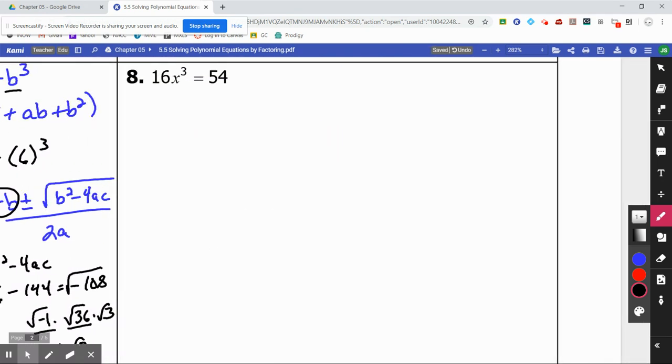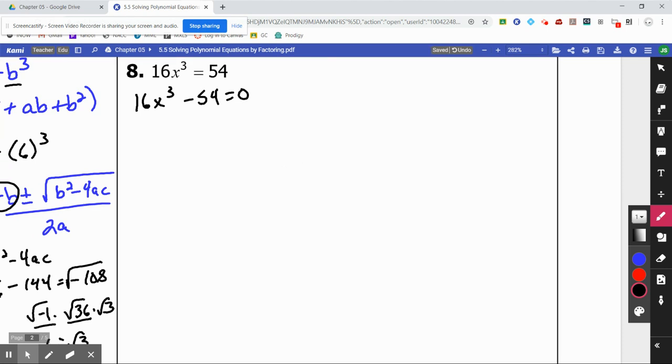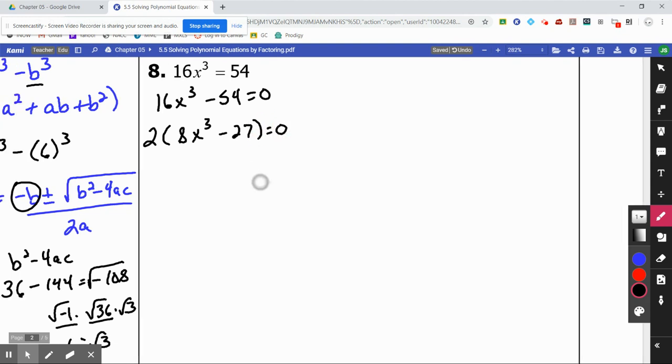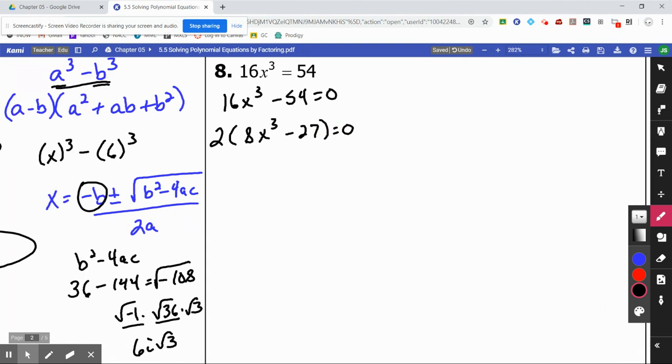Number 8, everything gets moved to the same side. First, 16x to the third minus 54 is equal to 0. Right now, there's nothing that satisfies this except for factoring out a GCF. That GCF is going to be a 2. You're left with 8x to the third minus 27, which actually now matches your difference of cubes.